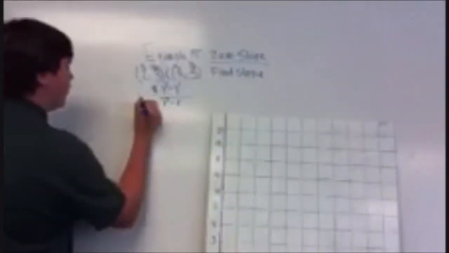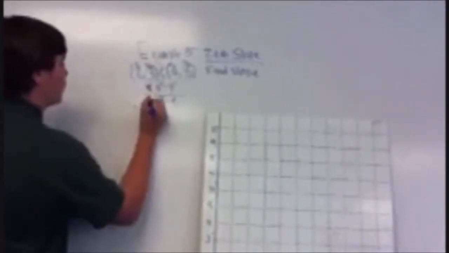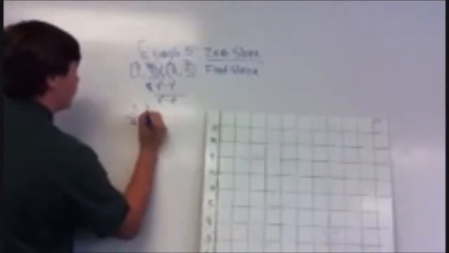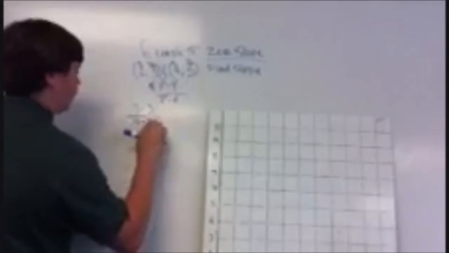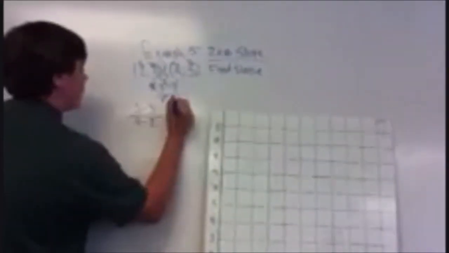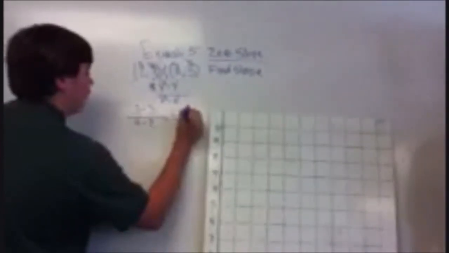And for these, so 3 minus 3 all over 4 minus 2. That's the 3. Minus 2 equals 0 over 2, or simply 0.